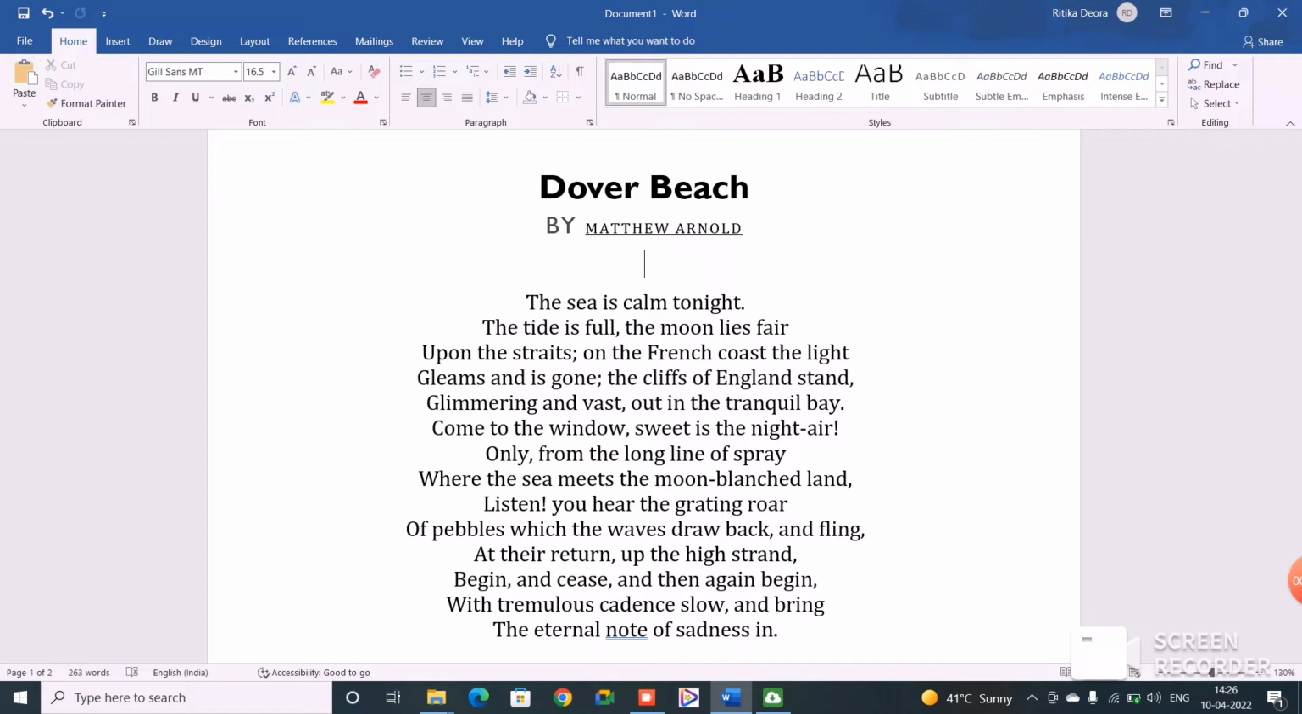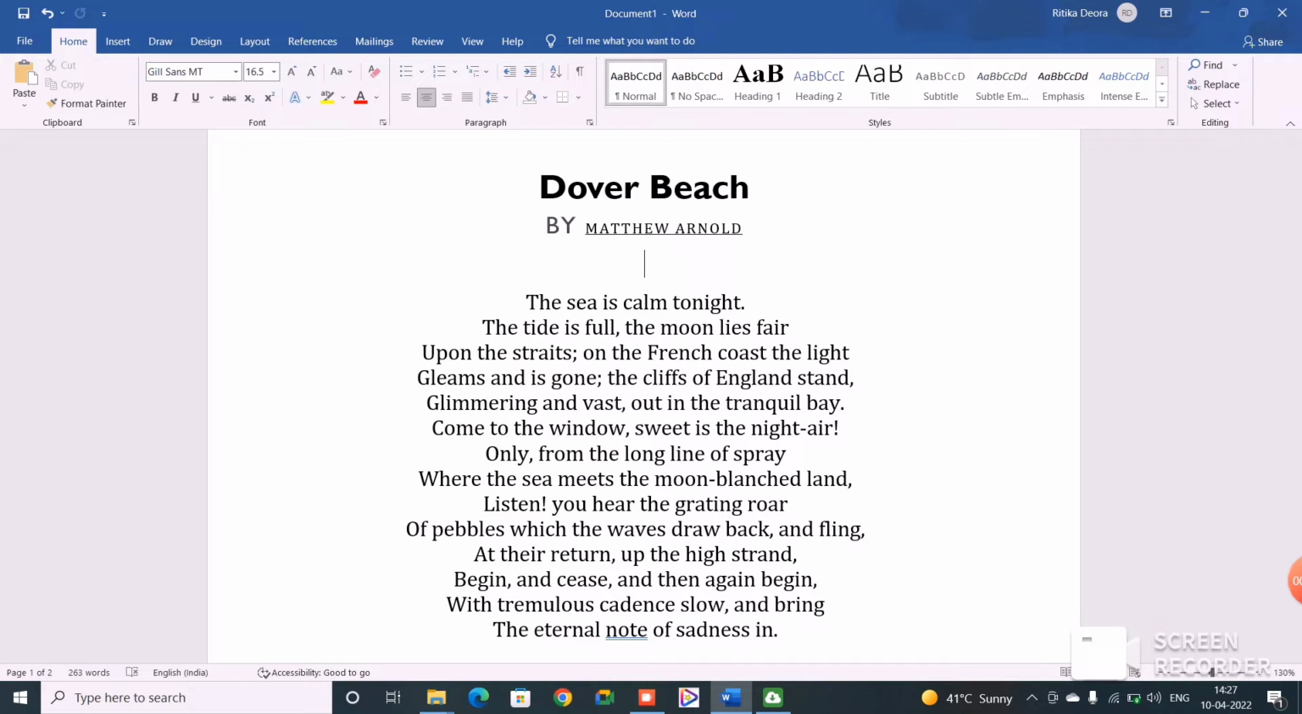So the poet can see in front of his eyes, a little far away, the meeting point of the French coast and the English coast. So the poet is saying that on the French coast, the light gleams and is gone. It means the poet is facing the French coast, and upon that French coast, the light is gleaming and is gone. Which means that the light was once shining bright, but gradually it is depleting or vanishing. It is becoming blur. Now, why is it becoming blur? It is becoming blur because of the high tides.